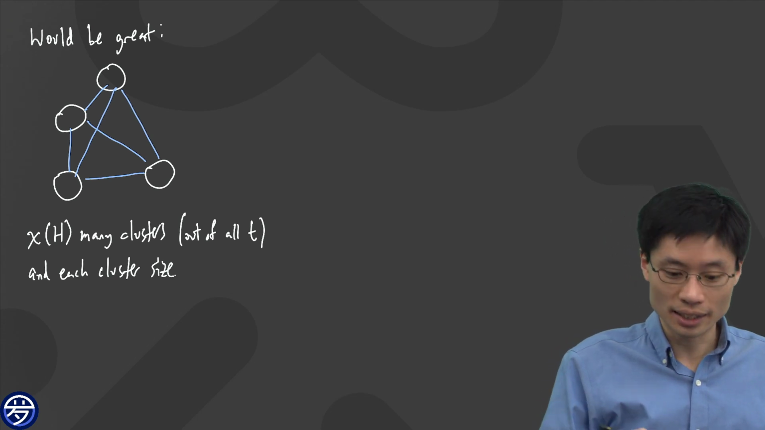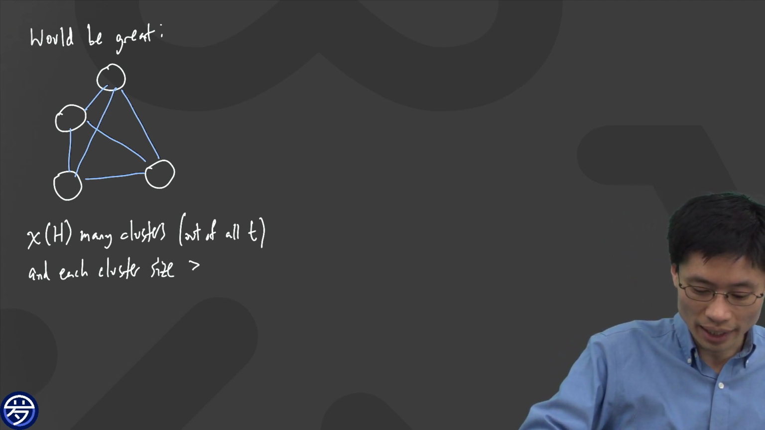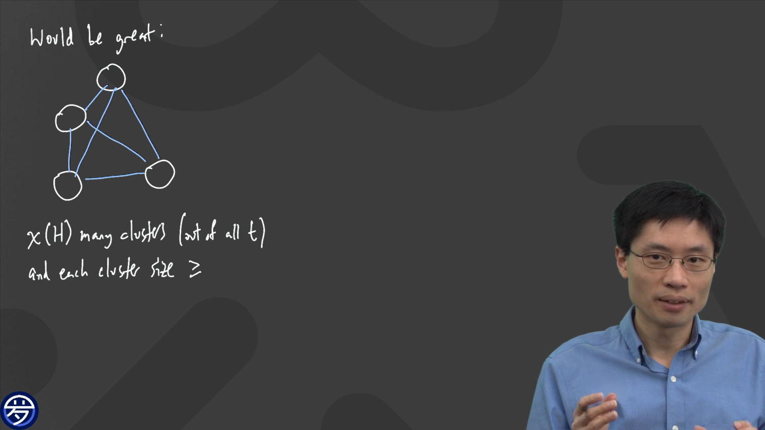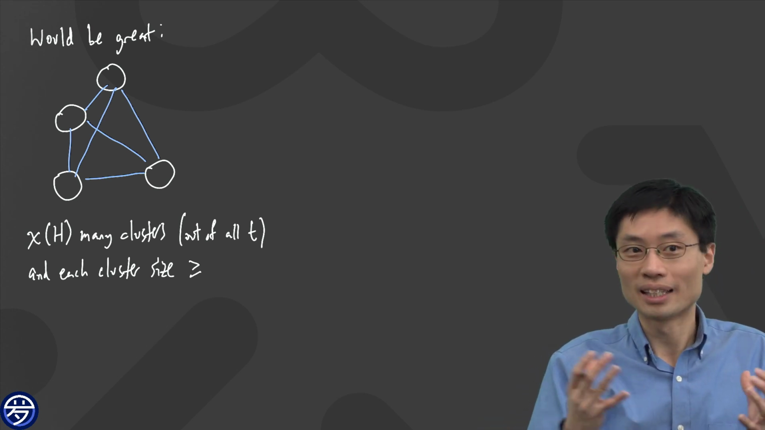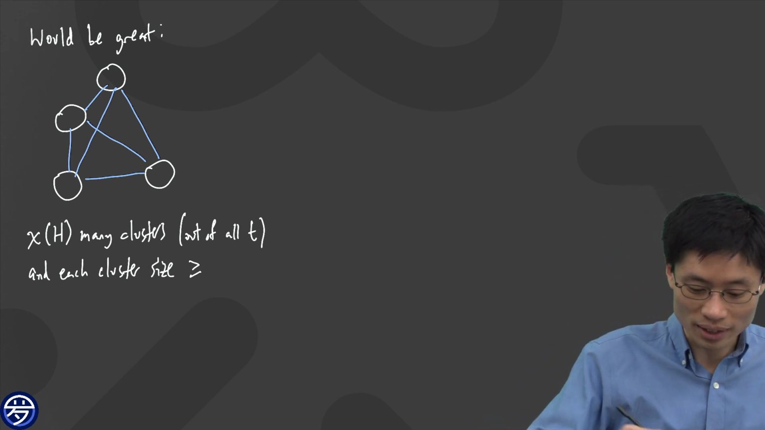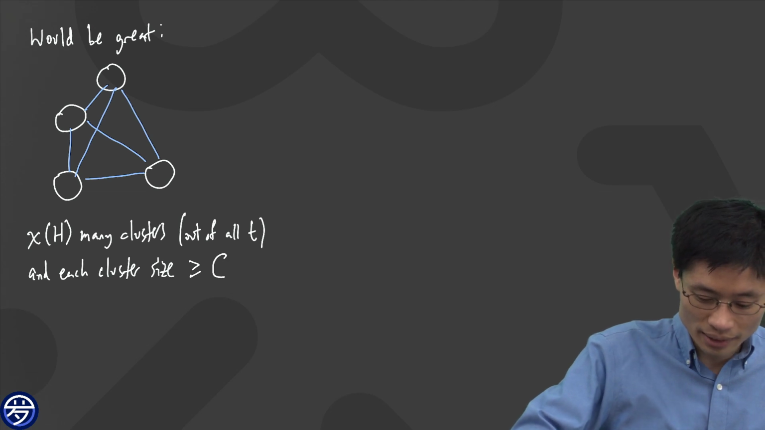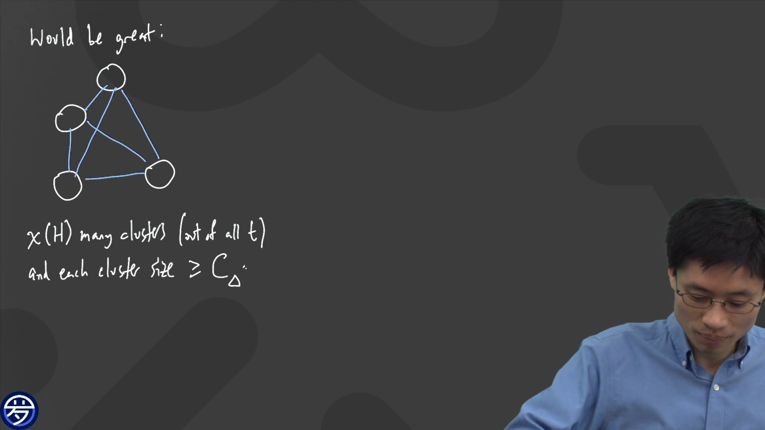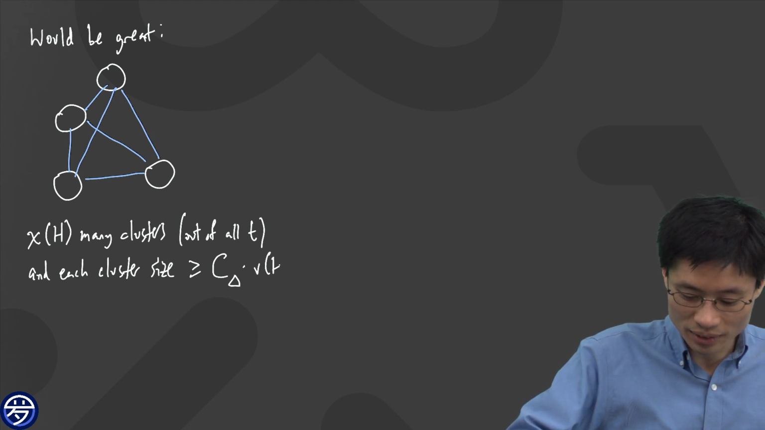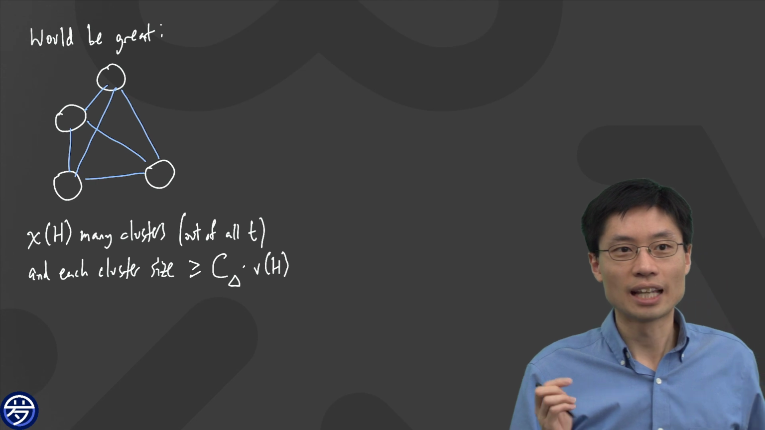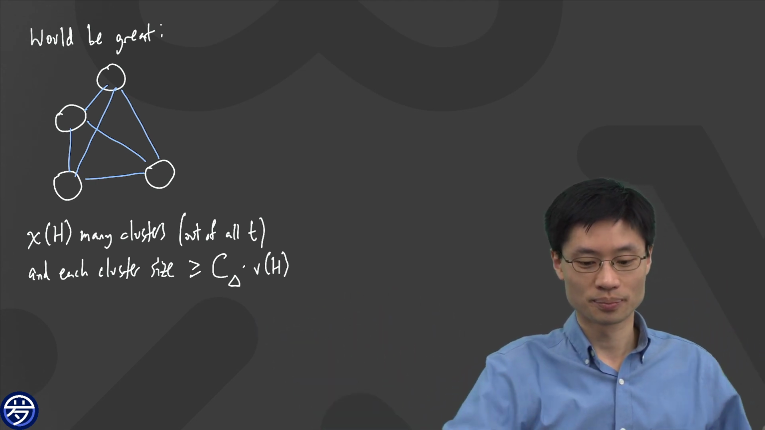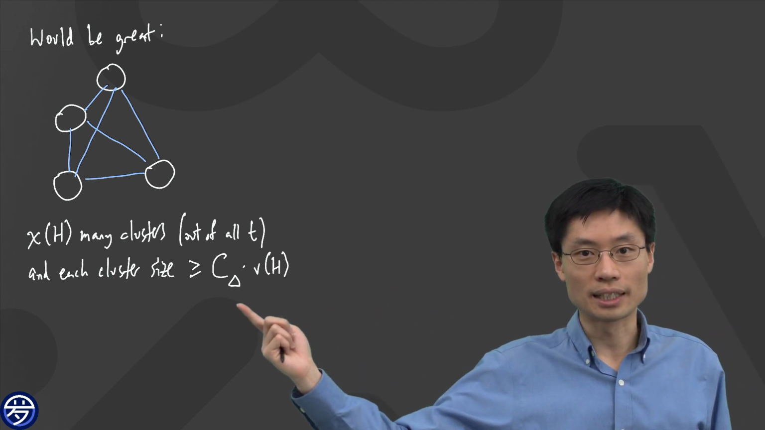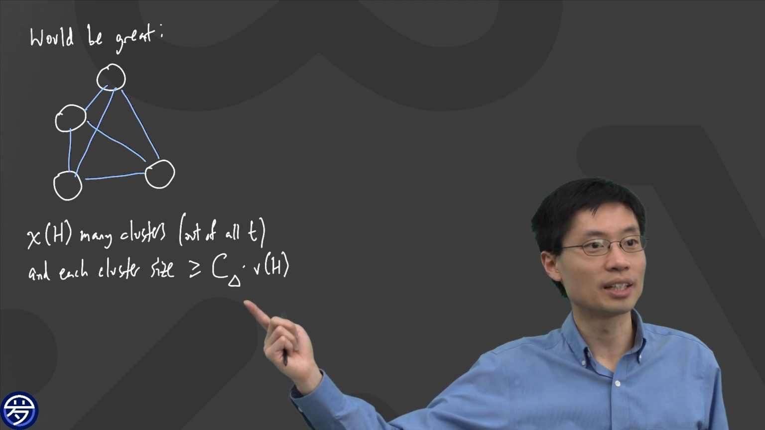Well, what I need is that each cluster size is going to be at least some constant depending on the delta. So I'm already going to have one constant here. Some constant, C delta, constant depending on delta, times the number of vertices of H. Now, where does this C delta come from? This C delta is 1000 if delta equals 5.